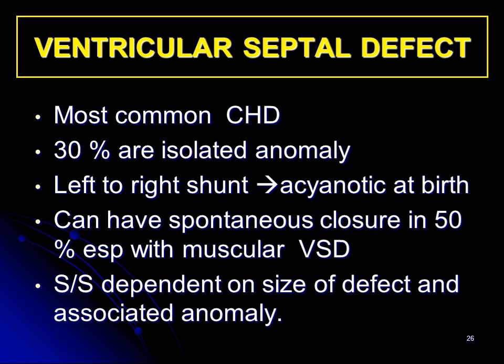Small defects in the muscular wall may spontaneously close in 50% of cases as the patient ages. Surgical closure is an indication for larger membranous and muscular defects. The size and the site of the ventricular defect determine the extent of the shunt. In some cases, defects in the membranous septum are also associated with valvular abnormalities, particularly aortic incompetence, and this influences the clinical presentation.